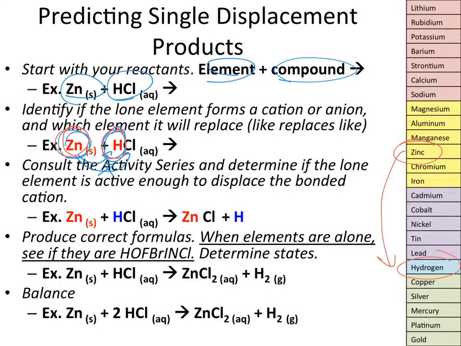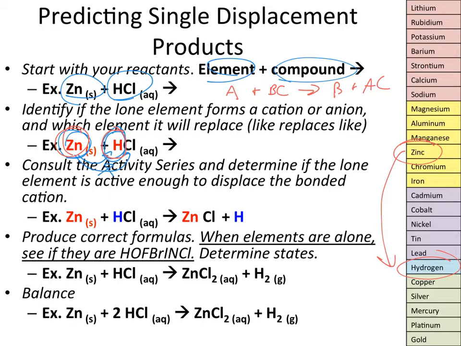Now, if we know that it's going to be a single displacement reaction, remember the general formula is A plus BC, and A and B are going to switch because in this case it's a metal, so it's going to be B plus AC. So all I'm going to do is take my zinc and put it beside my chlorine. So I just put zinc, chlorine, and hydrogen. I just rearrange the elements just to see.